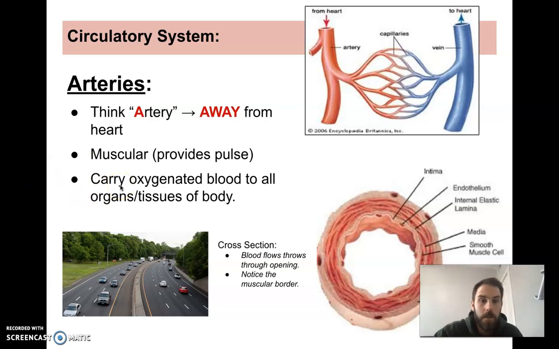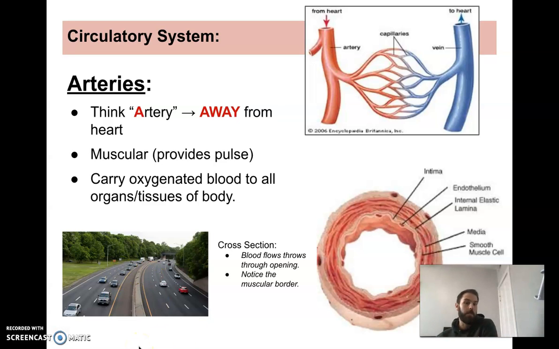All right? Now, arteries are also important because they're carrying oxygenated blood to all the organs and the tissues of the body. If you think about it, your heart's pumping this oxygenated blood, right? And it needs to, let's say, get all the way to your hands over here, all right? And that's a long distance. So it's important that we almost have like a highway system of blood vessels. So you could think of arteries as like a highway, right?